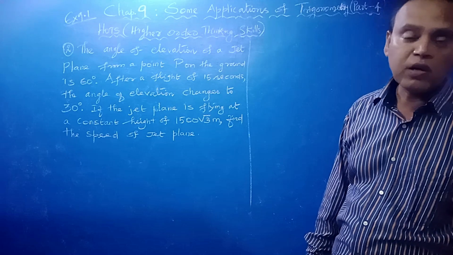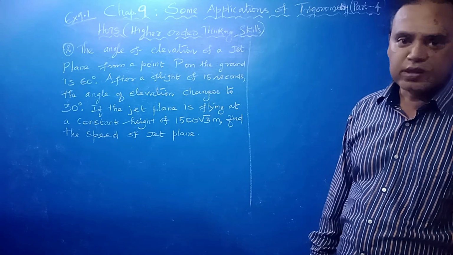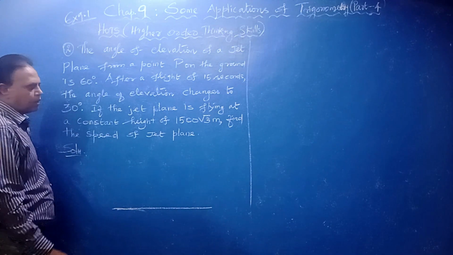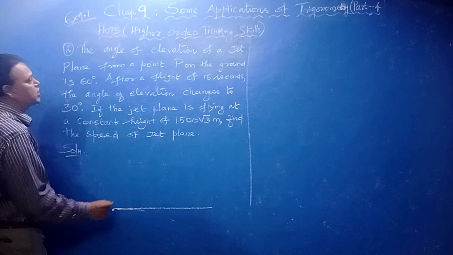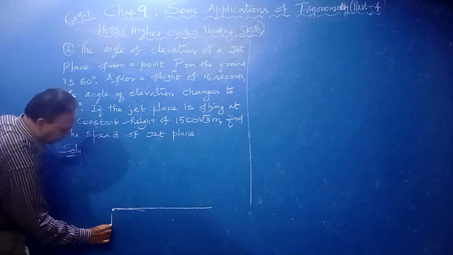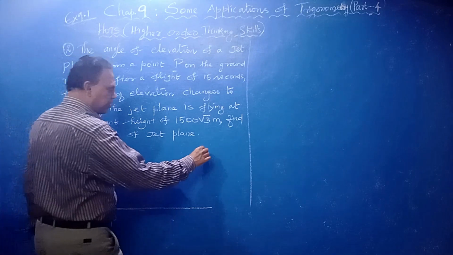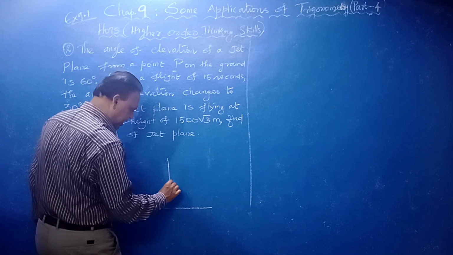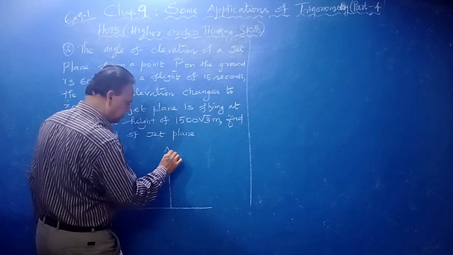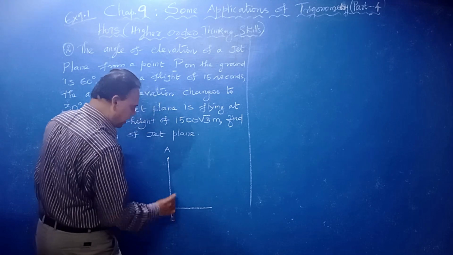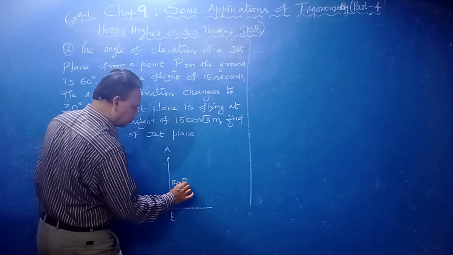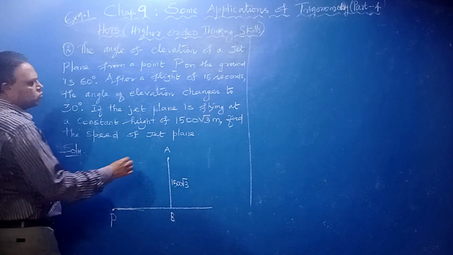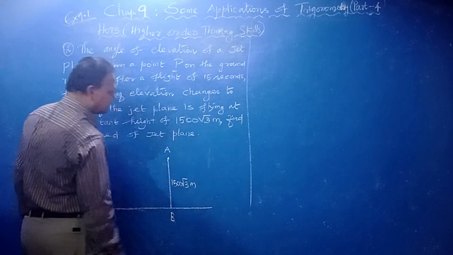Speed equals what? What is the formula of speed? Distance by time. Here one point is there, given the name P. P is a point on the ground. Here one flight is there. The height of the flight is AB. The height of the flight is given as 1500 root 3 meters.